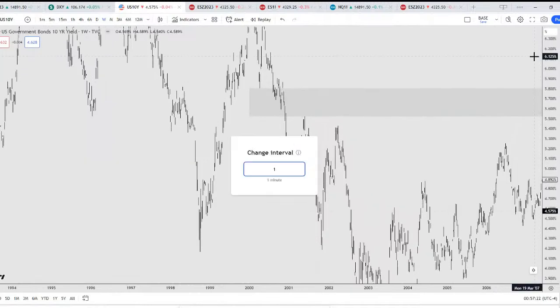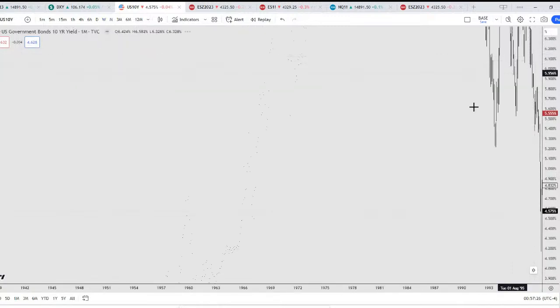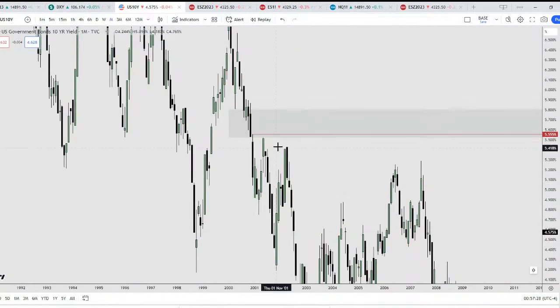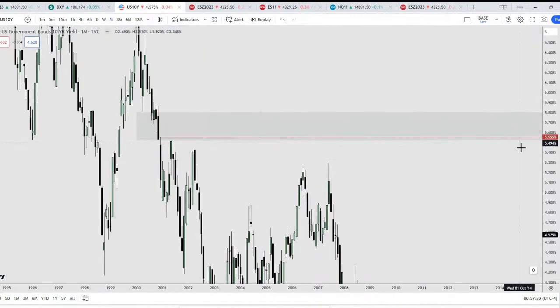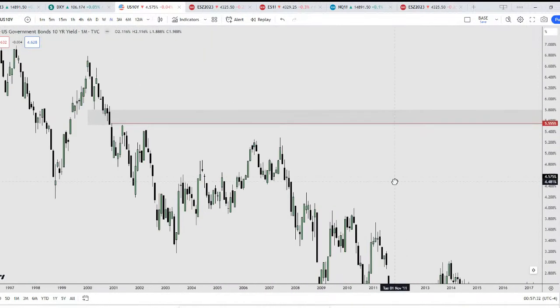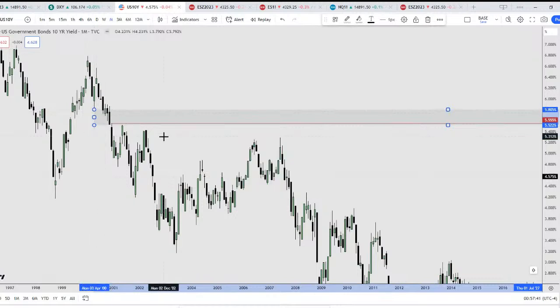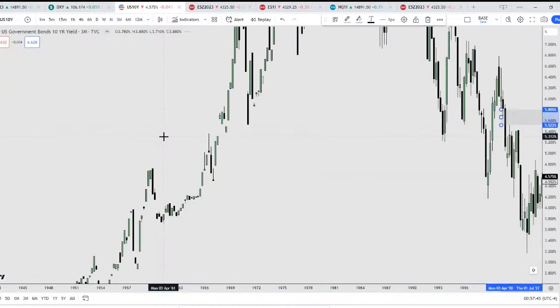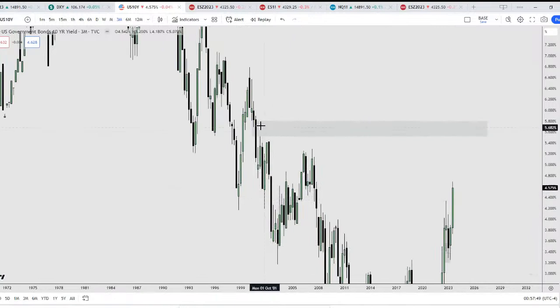Did I? Let me just double check here. Yeah, I think I shifted this box. Okay, is it from the monthly? Though it's not the monthly. 3 month. Not as well. So I'm just gonna adjust the box here.